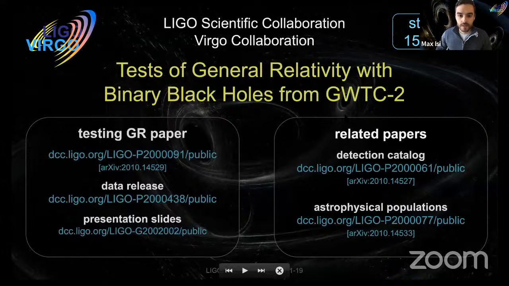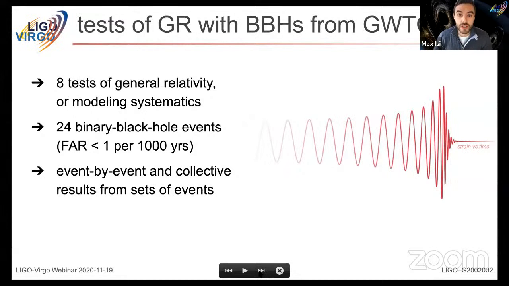What brings us here today is this latest paper on testing general relativity with the binary black holes from GWTC-2. As you know, testing general relativity is one of the main objectives of gravitational wave science. We can go about doing that by comparing our data against the very specific predictions that we get from the theory for the types of signal morphologies that we should see in our data. So this is an example of a waveform predicted by general relativity. We can look for deviations away from this prediction and see if the data favor that.